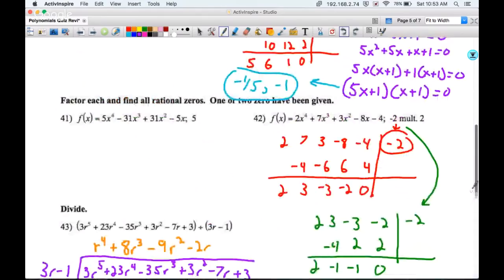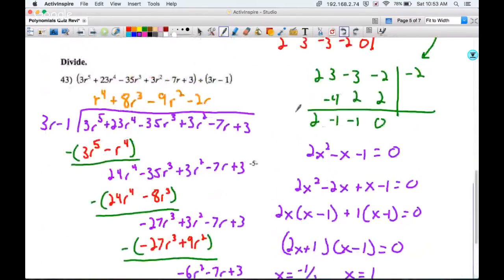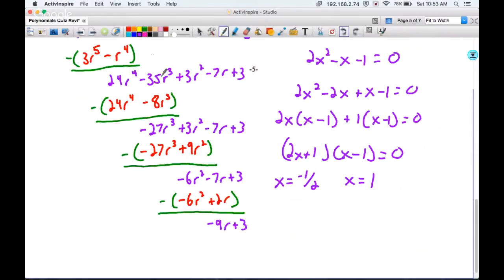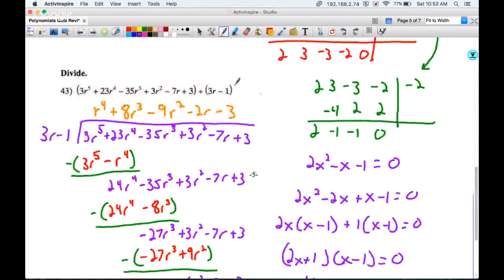What do I have to multiply by? I need to multiply by a negative 3. After I multiply by negative 3, I will get my negative 9r plus 3 back. I subtract that away. I get a remainder of 0. Maybe I'll write that in purple to keep with my color scheme. That's my remainder. What I multiplied by was a negative 3, so this is my answer here.